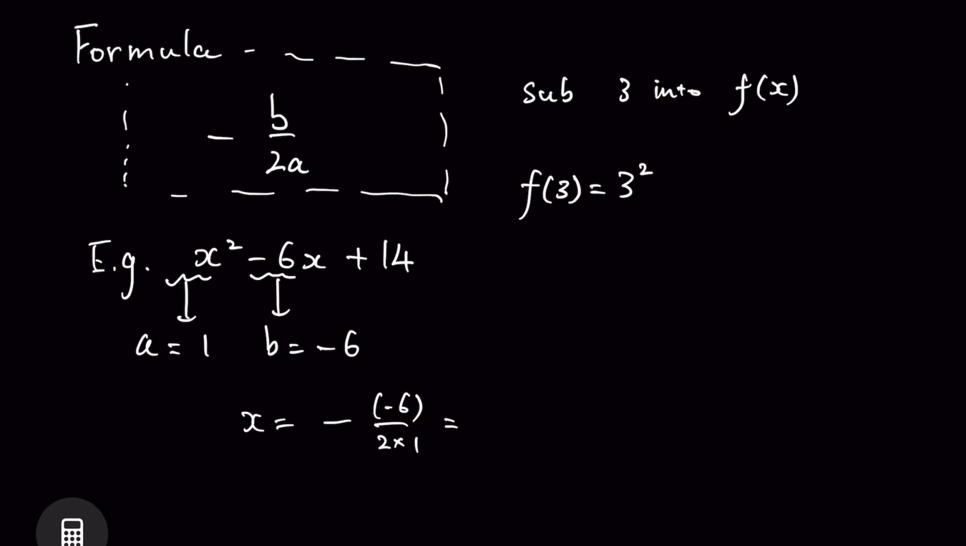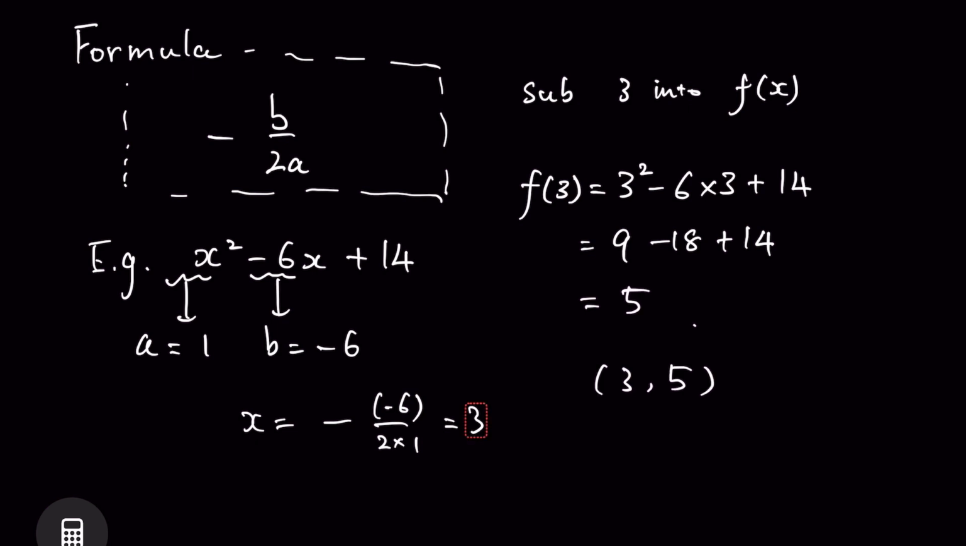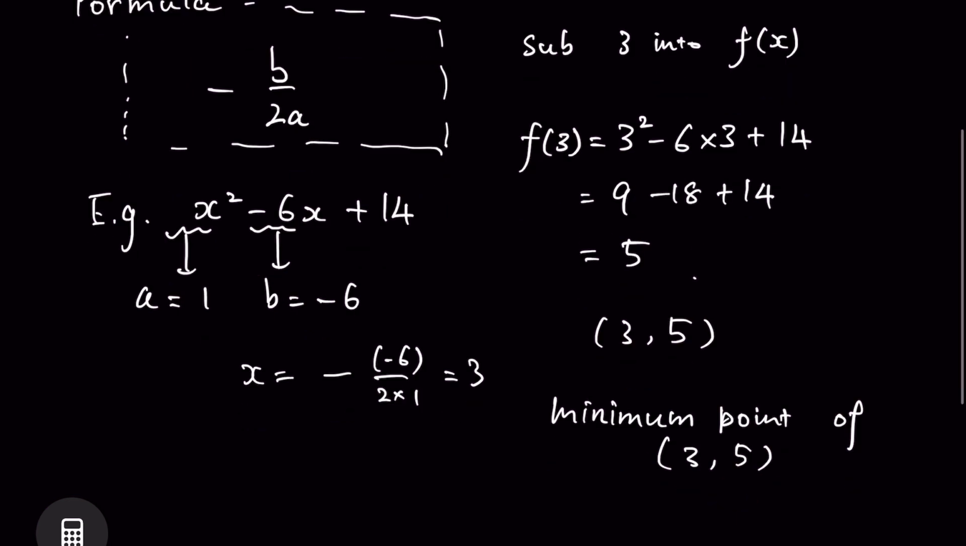Now we substitute 3 into the equation, which we should get 9 minus 18 plus 14, which is 5. So the turning point is 3 and 5. This is a minimum point because a is not less than 0.